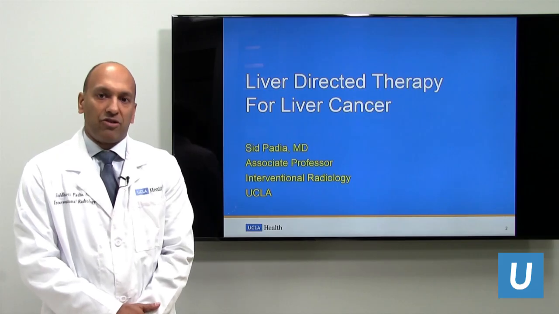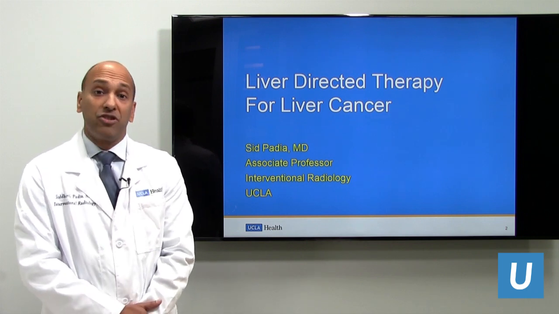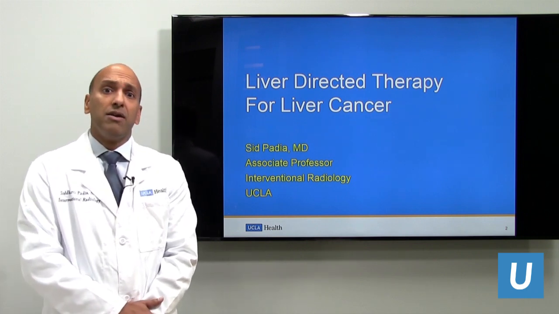Now, an interventional radiologist is a physician who performs minimally invasive procedures using imaging guidance such as X-ray, ultrasound, or even CT.